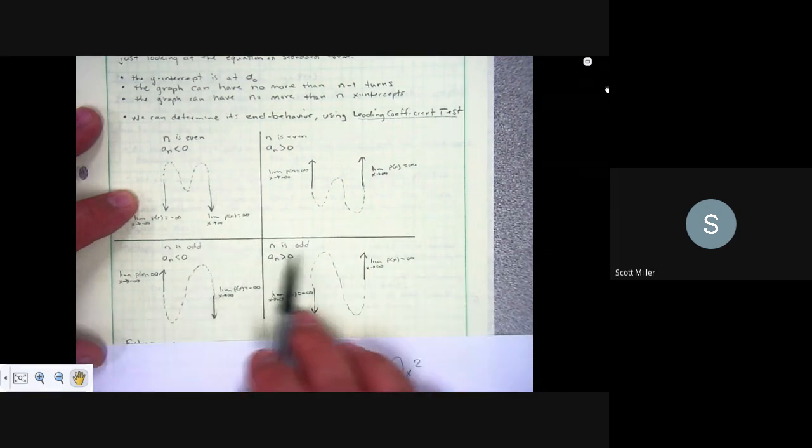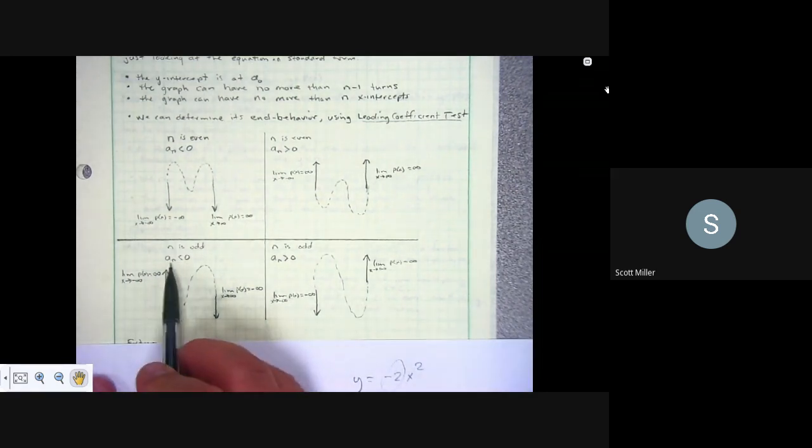But what if the degree is odd? If the degree is odd, you'll notice that one side will be going up and the other side has to go down. So again, how do I know which way? Well, the leading coefficient tells me.